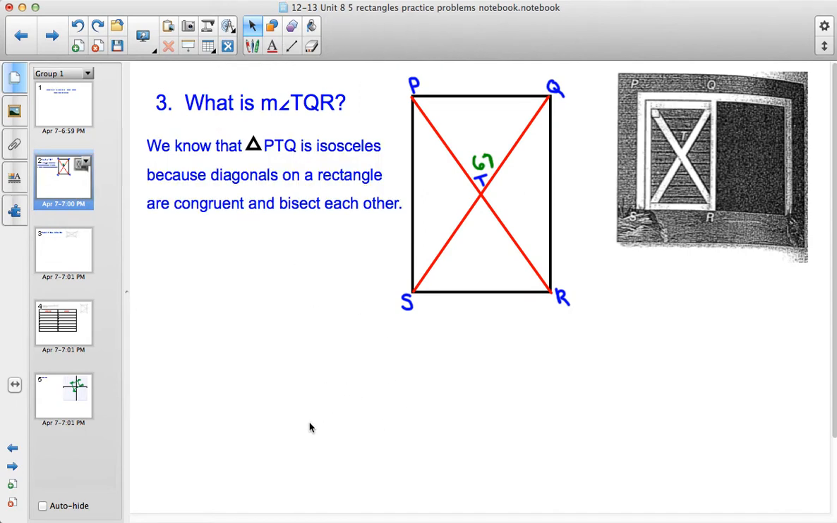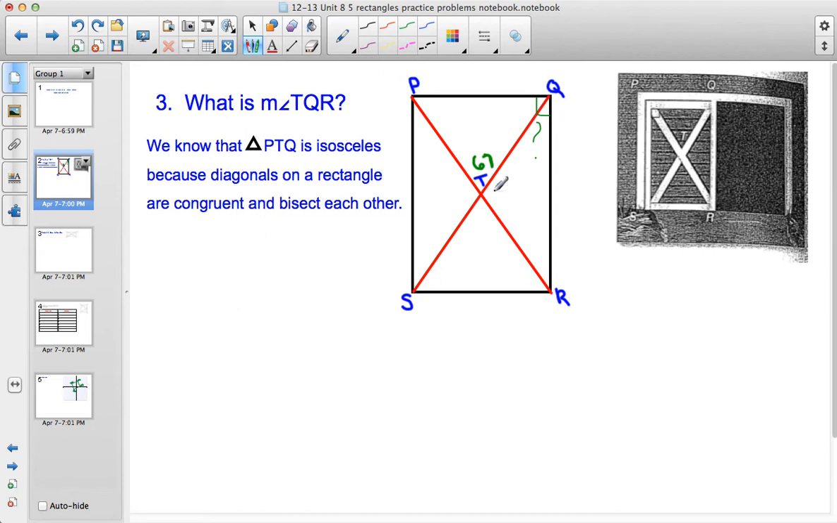Okay, so let's talk about what we know to try and find the measure of angle TQR, and that is the angle we want, this one right here. That's our question mark. So how could I find that angle? Well, there's a few things I know. I know that PQR, that whole thing is 90 because I was told it's a rectangle, so I know that it has to add up to 90.